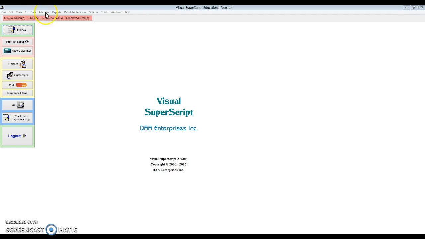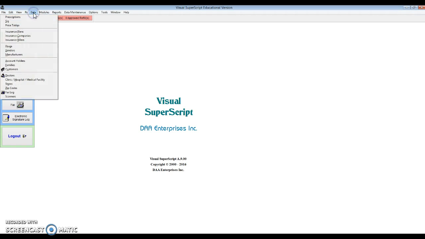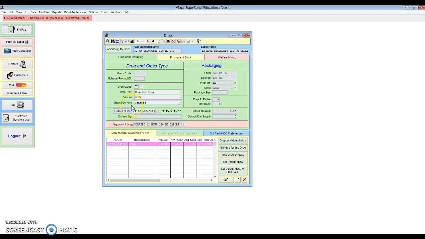You're going to go in here and add a new drug, and you're basically going to do very similar steps as you did with extemporaneous compounding. But this time, this compound is an IV order.